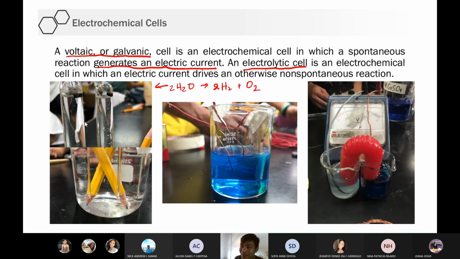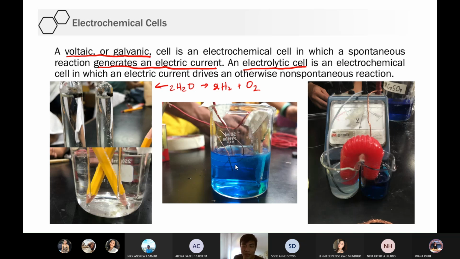Ibig sabihin, hindi joke time tong lesson natin kasi you can do this even at home. Yeah, you can do this at your home. Try nyo lang. Malapit na naman yung mid-year. Bakasyon nyo yun. So, you can try this. Kuryentehin nyo lang yung tubig, tapos bubula yun. Yung bula na yun, hydrogen gas and oxygen gas.